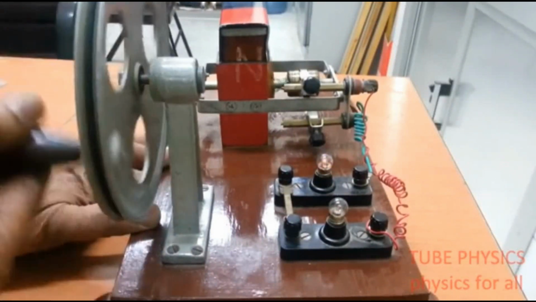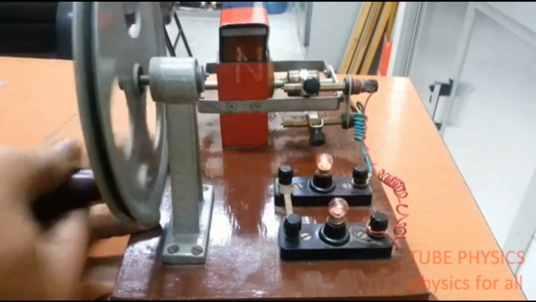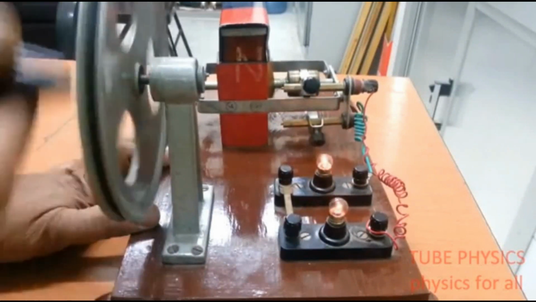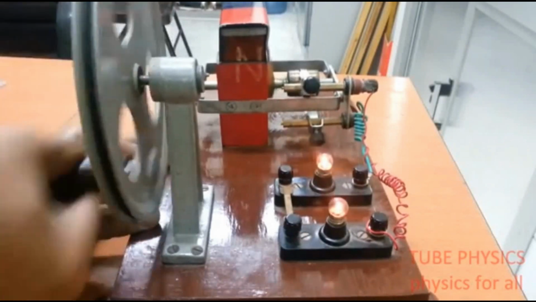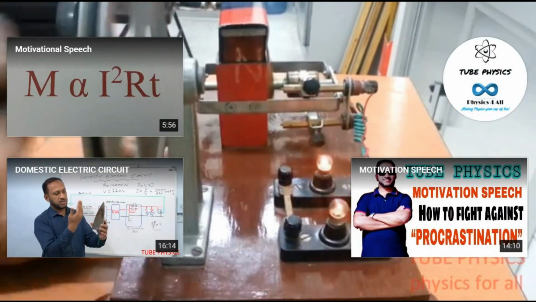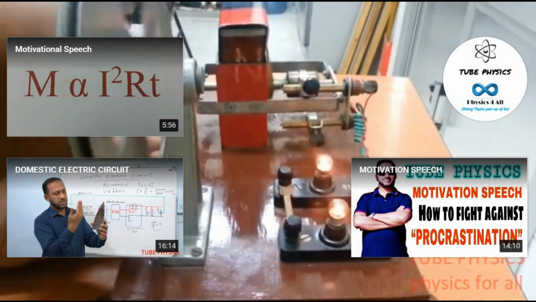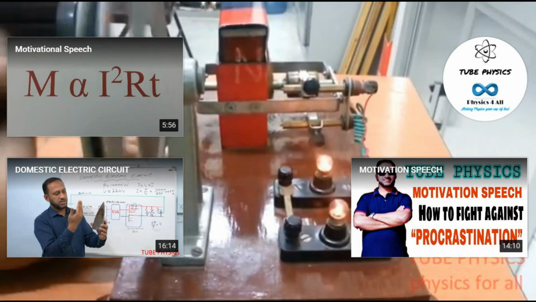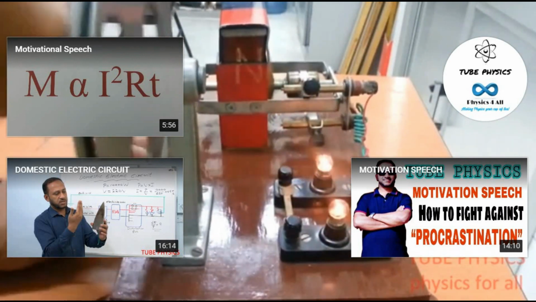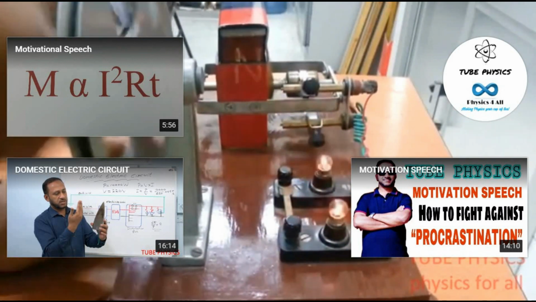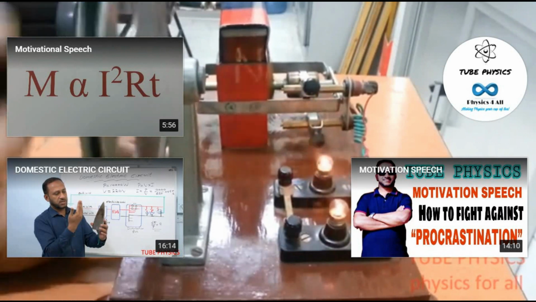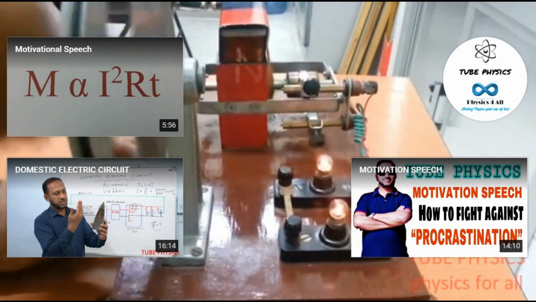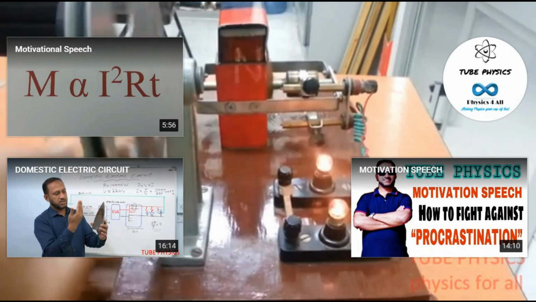You can see here, when the armature rotates between the magnets, the bulb is glowing. Here there are two bulbs glowing. If I increase the speed, you can see the brightness of the bulb is increasing because more current is induced due to the large change in magnetic field.